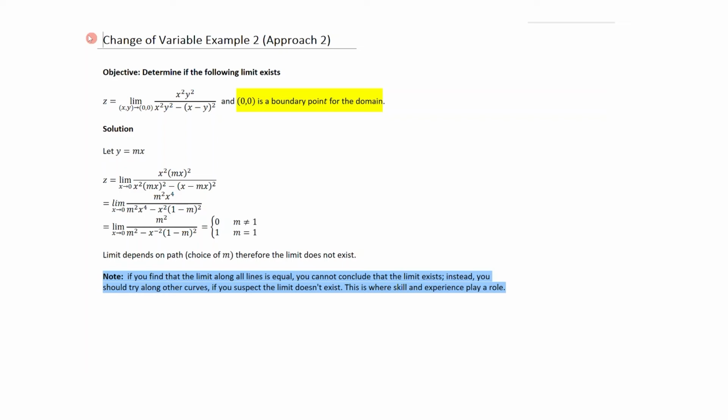Here's where a matter of experience comes into play in terms of how we select the relationship between y and x. In this case, we're looking at the numerator and the denominator. They all involve powers of 2 in terms of exponent. And so we're going to choose y equals mx, and we make the substitution. You'll see that you get an x to the 4th term in the numerator, and you end up with an x to the 4th term and an x squared term in the denominator.